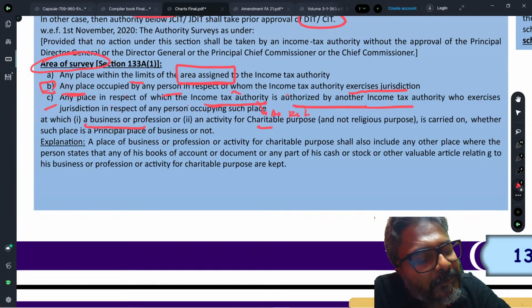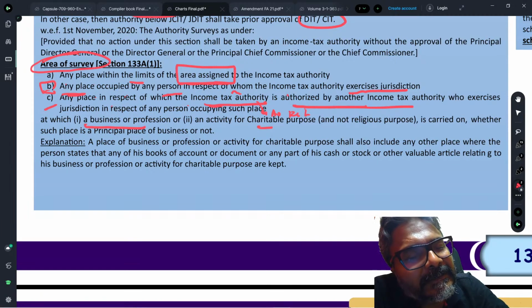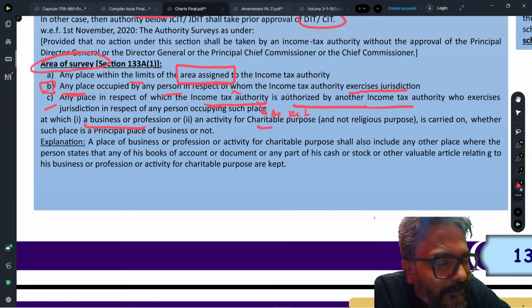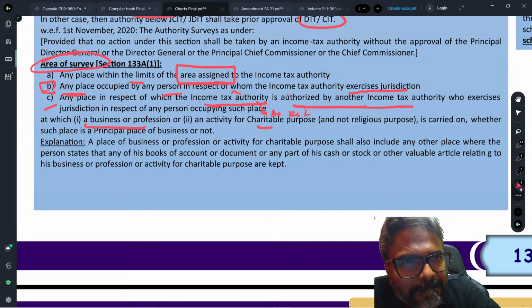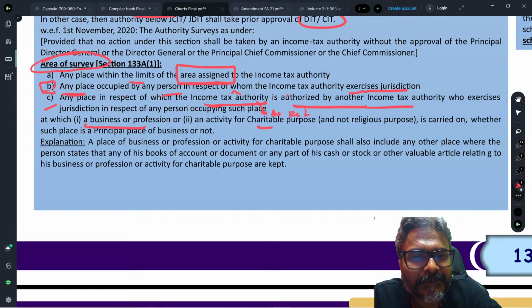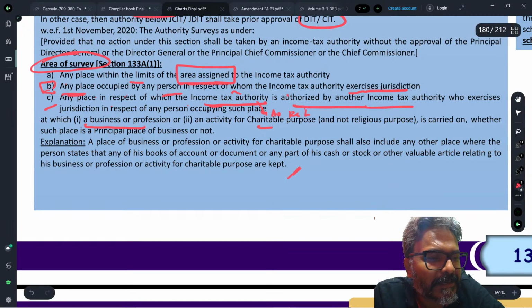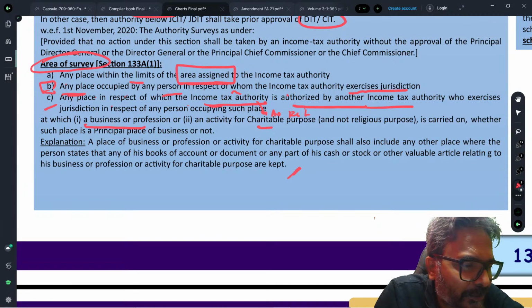So if this is the explanation that you give to the income tax authority who have come to your premises to do the survey, that the books and all are being kept and maintained by your CA, the question is whether in this case the CA's office can be considered a place of business where the department can do the survey. Just have a look, students, at this explanation.